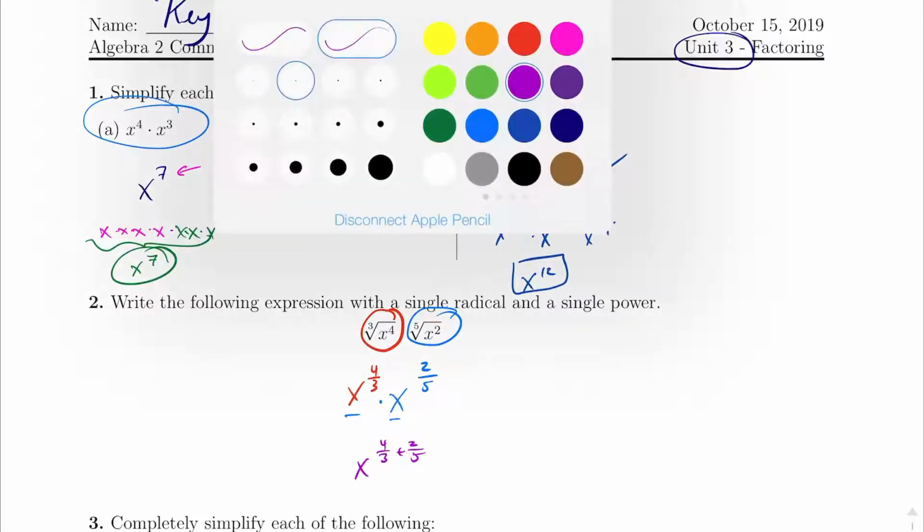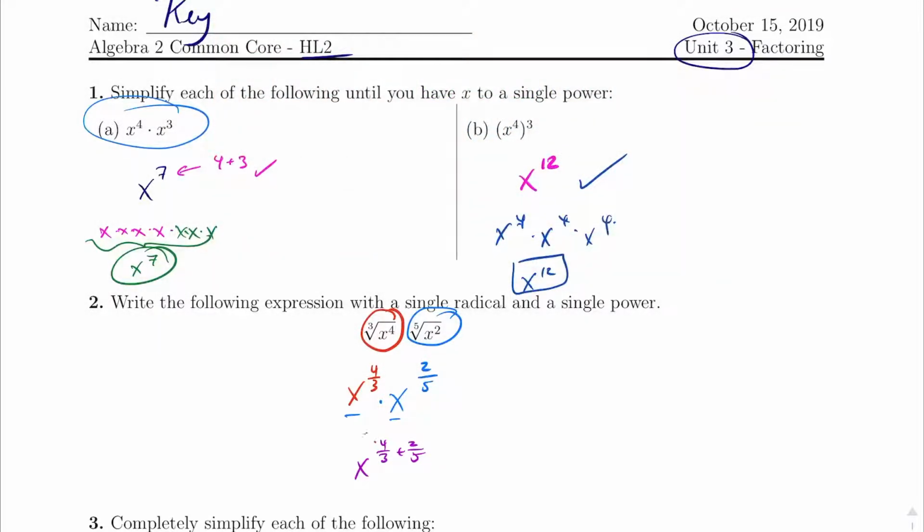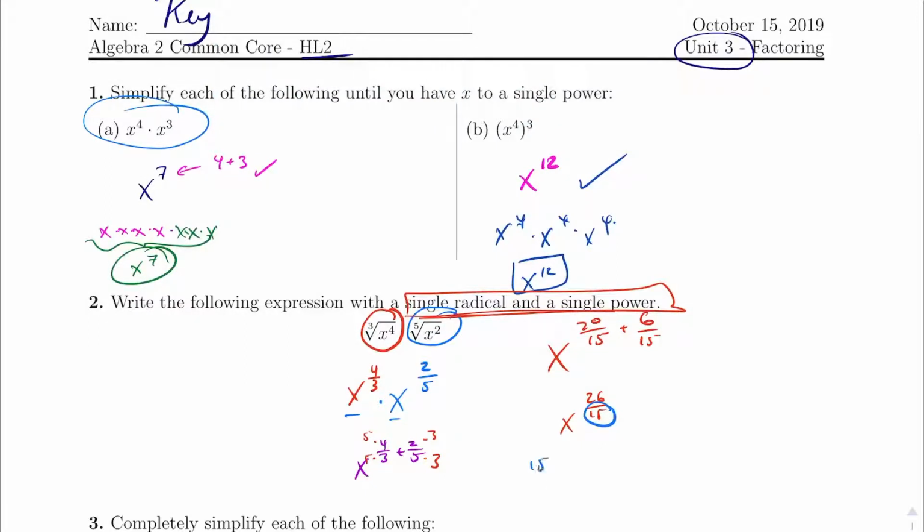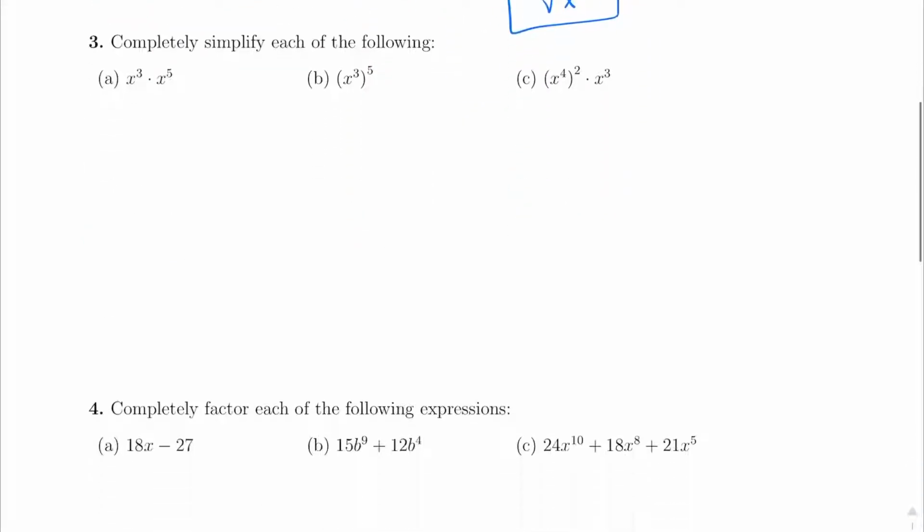And to add these fractions, we have to get a common denominator. So we multiply this one by 5 in the numerator and denominator, and this one by 3 in the numerator and denominator, and we get x to the 20 over 15 plus 6 over 15, x to the 26 over 15. But they want this as a single radical and a single power, so we are not done. We need to convert this back. So it's the 15th root of x to the 26th power. Very cool.